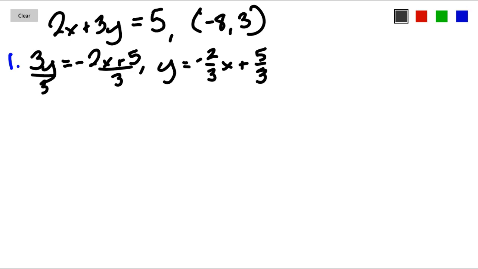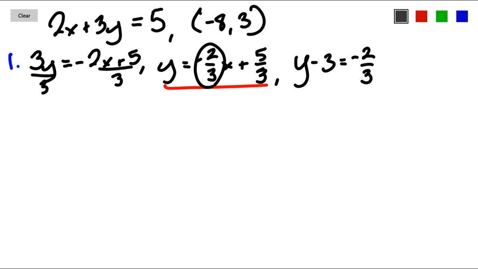Okay, so this is the equation of our original line that we're going to be referencing, and then I know that parallel lines have the same slope, so I'm just going to use the slope negative 2 over 3 when I apply the point slope form. So I've got y minus 3 is equal to negative 2 over 3 times x minus a negative 8. So be careful with those negatives.